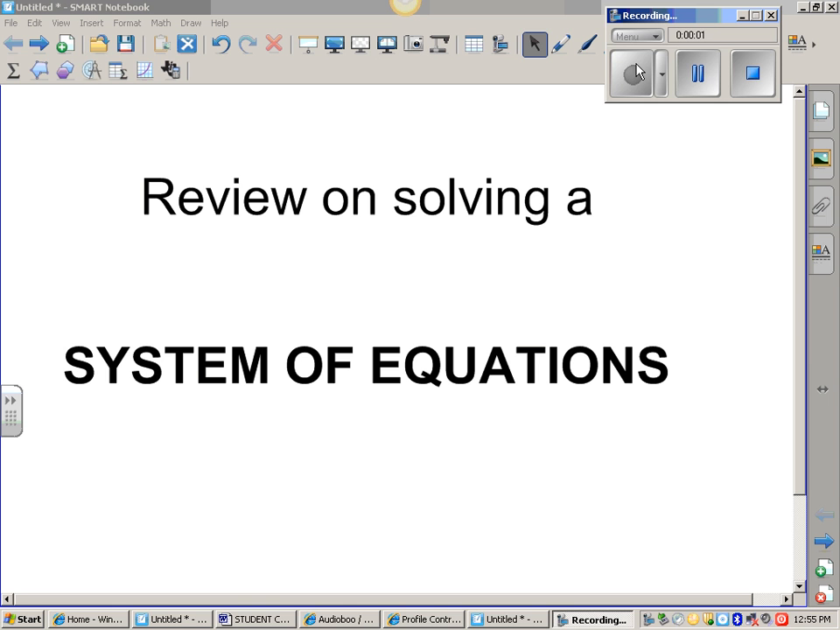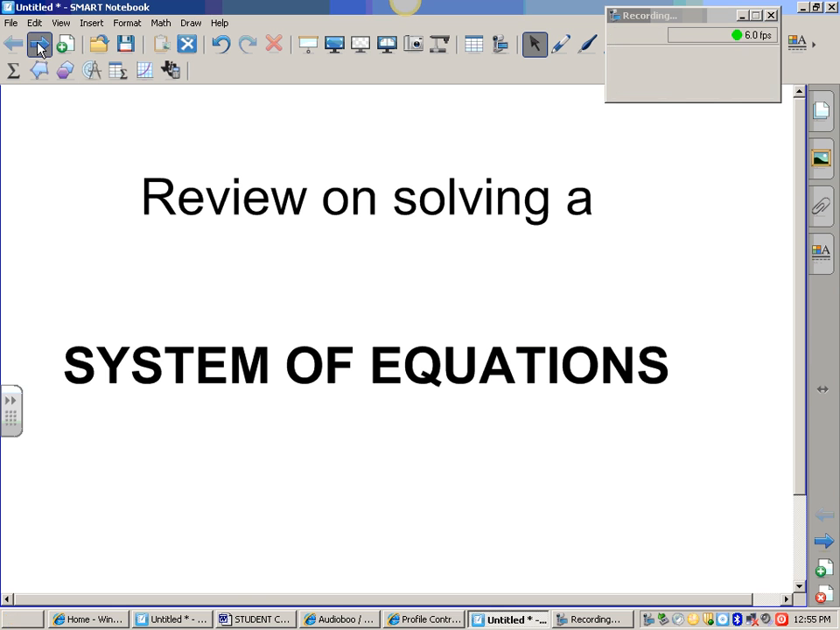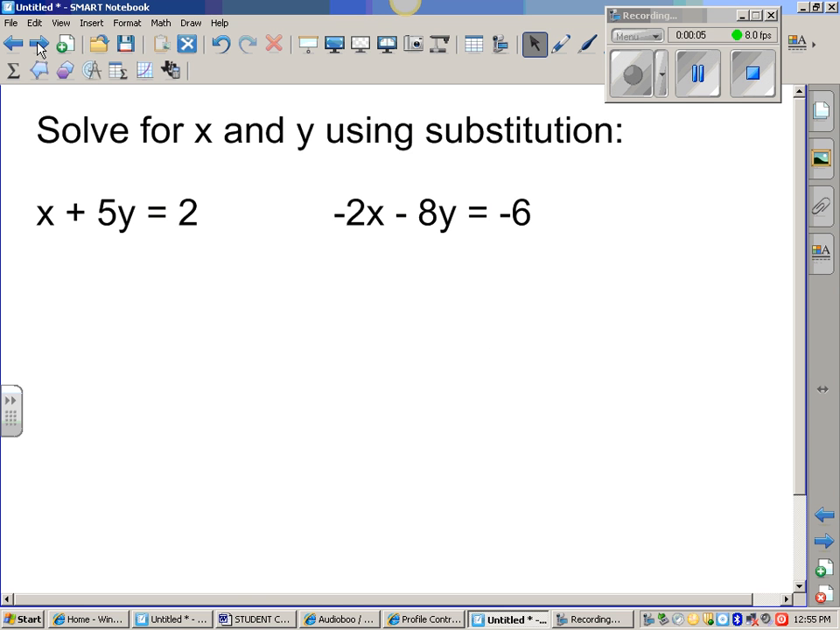This is the review on solving a system of equations. Okay, so you need to pick one variable to get all by itself. You can pick either x or y, but we're going to pick x because it has a 1 in front of it. Let's make it easier. So how are you going to start?